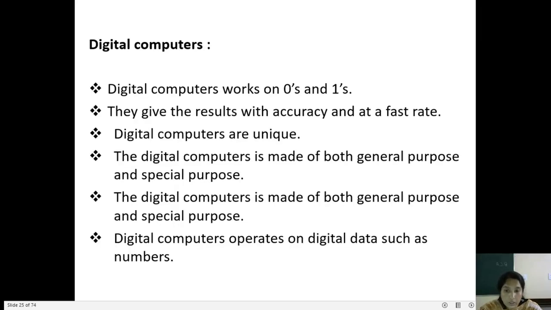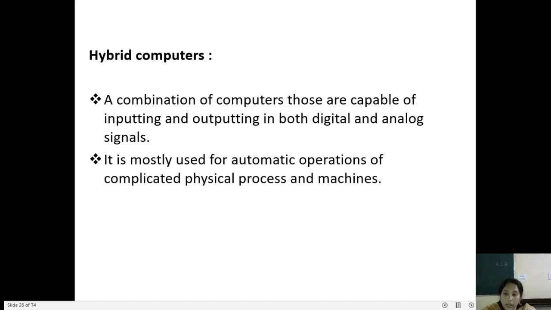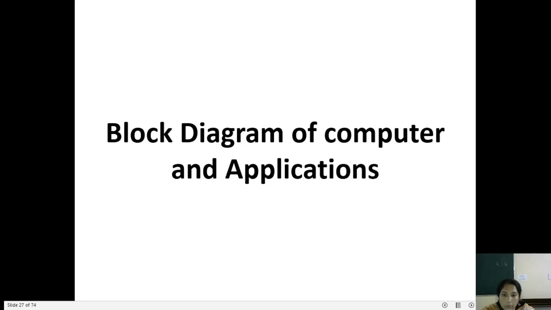And the next is digital computers. Those computers work on zeros and ones, and they give results with accuracy at a fast rate. They are similar to general purpose and specific purpose computers. I just told you about the hybrid computer, and now let's understand the block diagram of a computer and its applications.